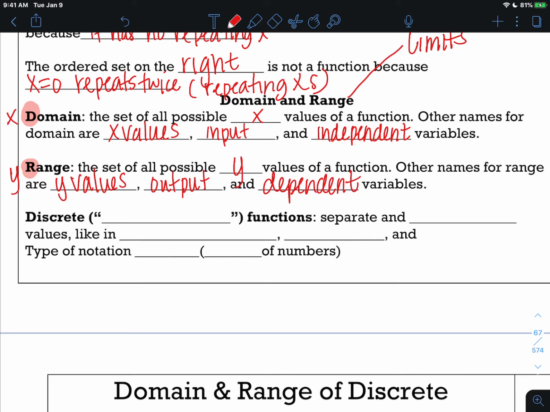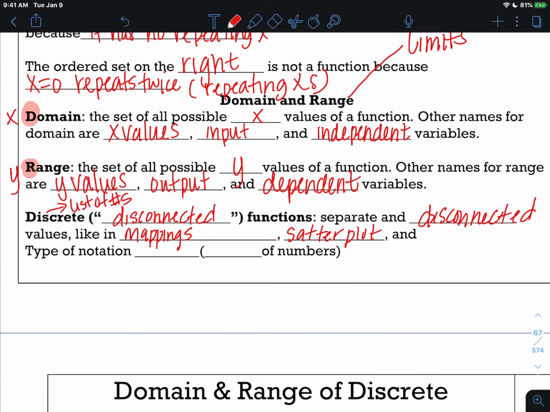Okay. So let's talk about what discrete is. The simple plain English way to say that would be a list of numbers. That means that there's specific points, okay? I guess the other easy way to say that is disconnected. So these would be separate and disconnected values. And this would be seen in things like mappings, scatter plots, and ordered pairs.